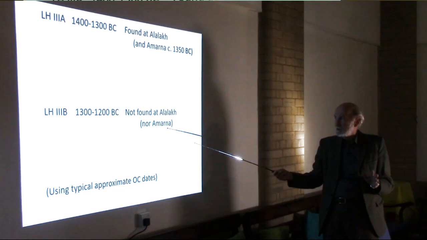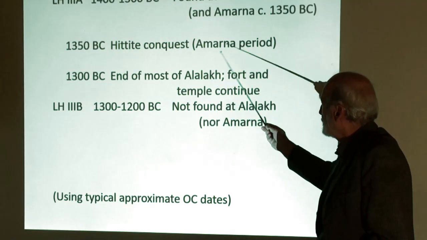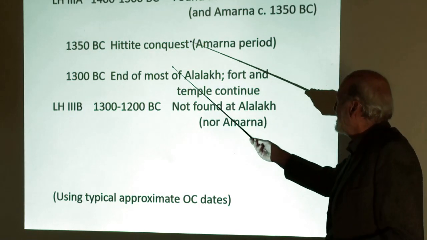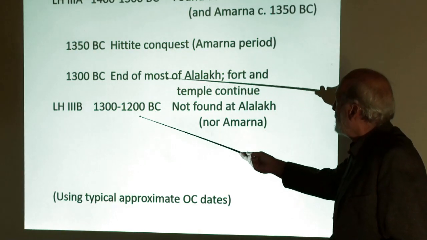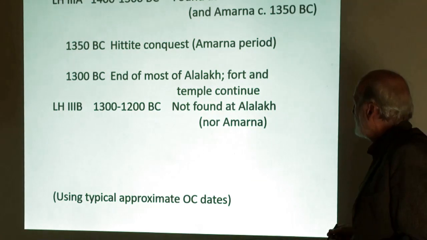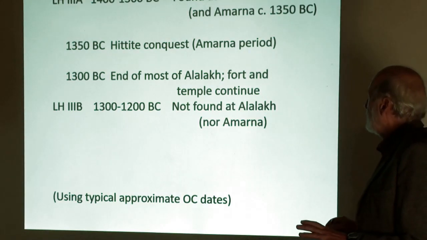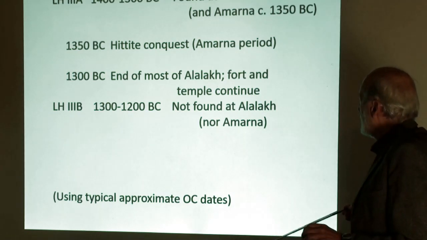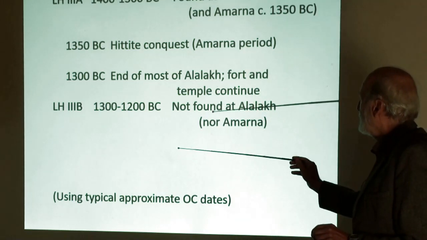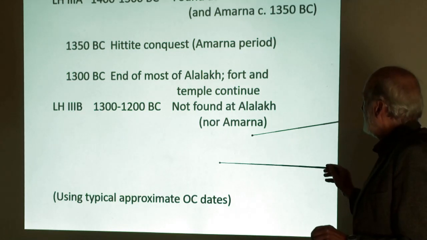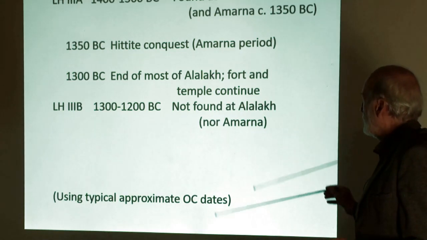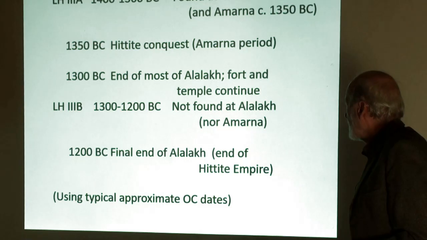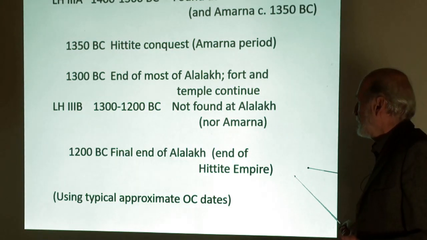So in between here, we've got the Hittite conquest of Syria, round about the Amarna period by Suppiluliuma I. And by 1300 BC, most of Alalakh, the town, has gone, abandoned or destroyed, and only a fort and the temple continue. So there's no Late Helladic 3B found at Alalakh or at Amarna, because both of them are gone by the 13th century. And at 1200-ish BC, we've got the final end of Alalakh, because it's the end of the Hittite Empire, I suppose.